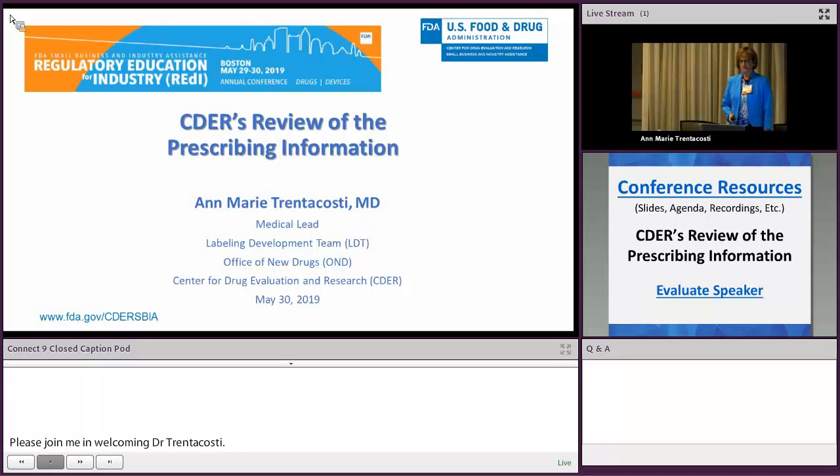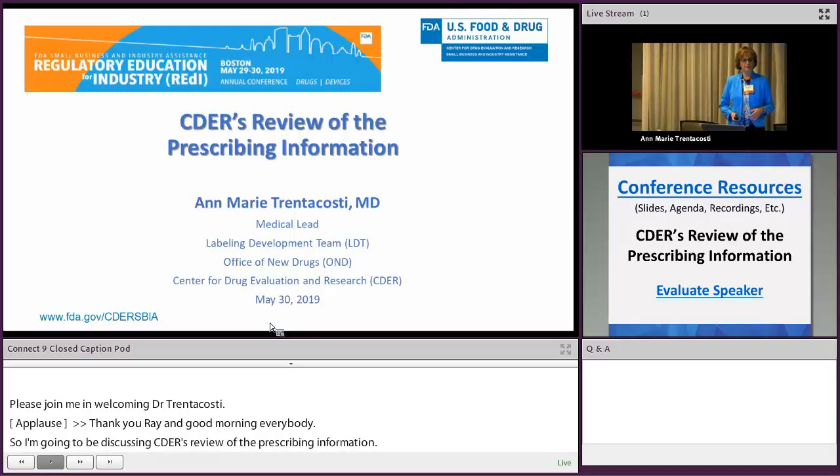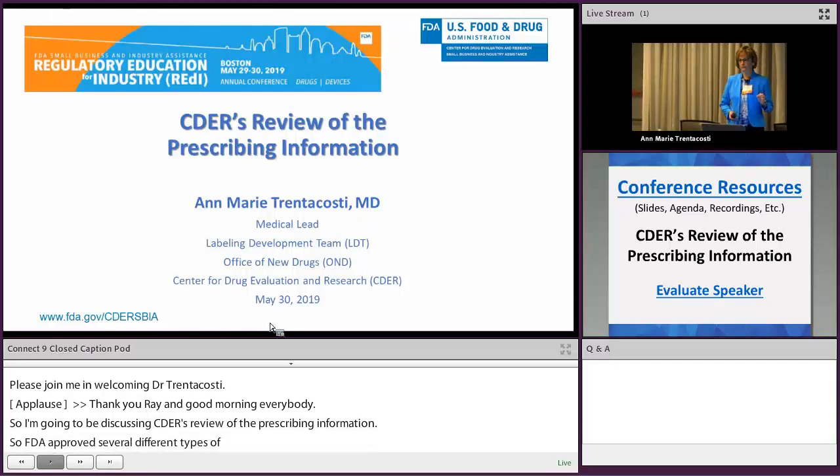So I'm going to be discussing CDER's review of the prescribing information. FDA approves several different types of labeling. As Lubna mentioned earlier, there's the carton and container labeling, there's medication guides, there's patient package inserts. I'm going to be focusing on the prescribing information, which used to be called the package insert, actually.